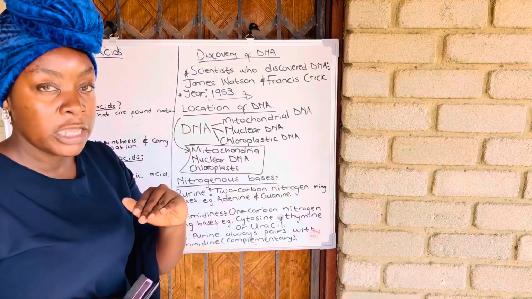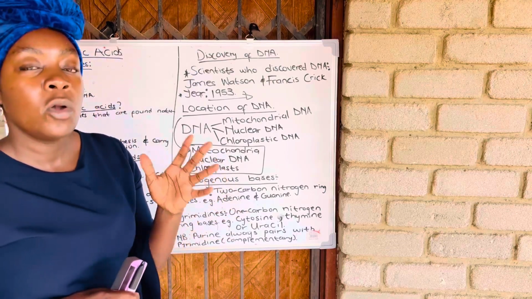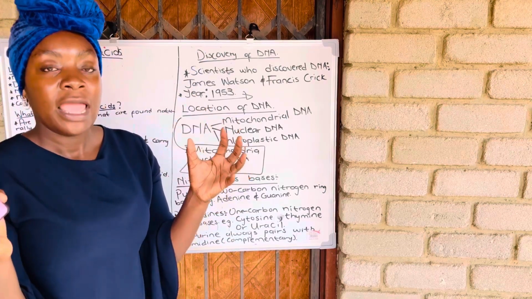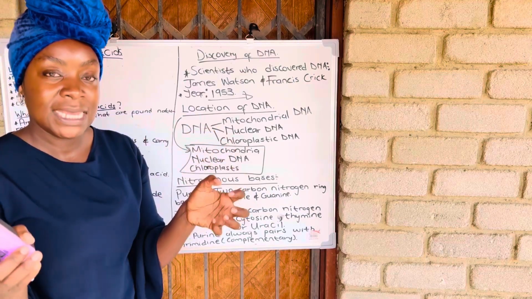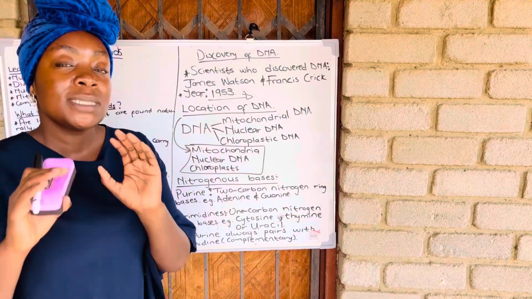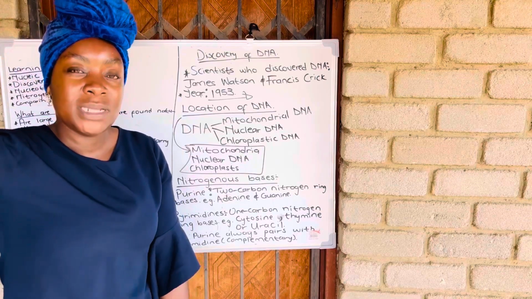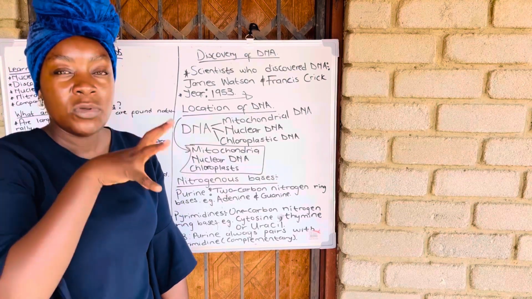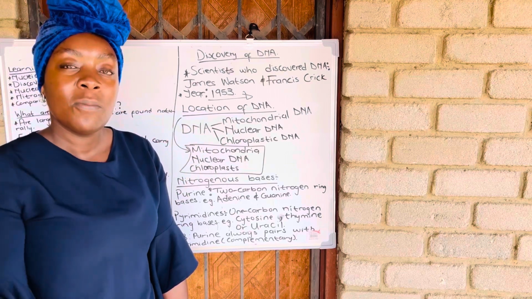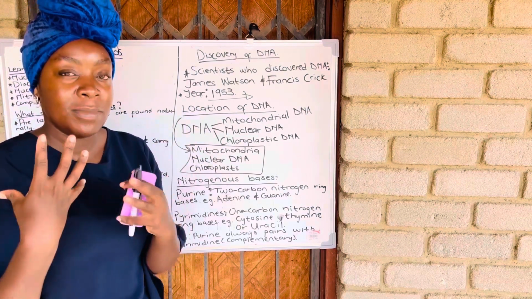So a purine always pairs with a pyrimidine, and we call that complementary bases. Because a purine can only pair with a certain pyrimidine, and a certain pyrimidine can only pair with a certain purine. That is why we call them complementary bases. They basically complement each other.